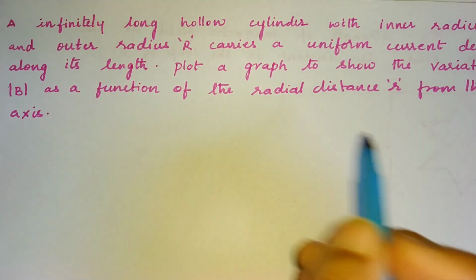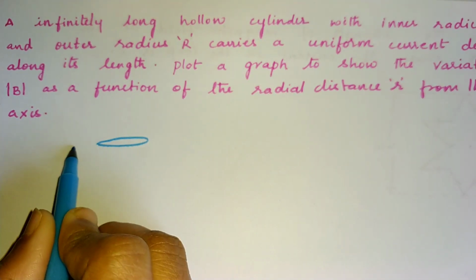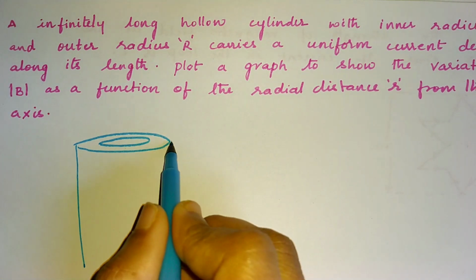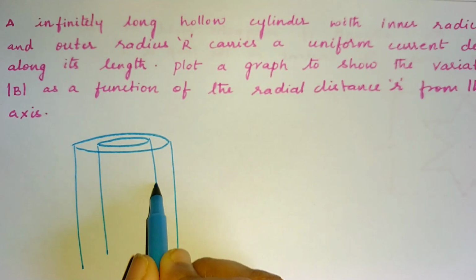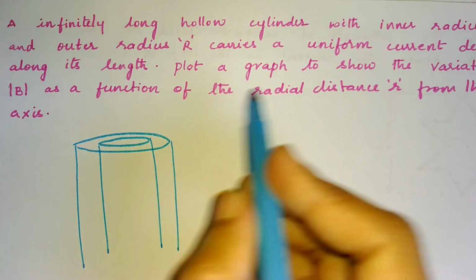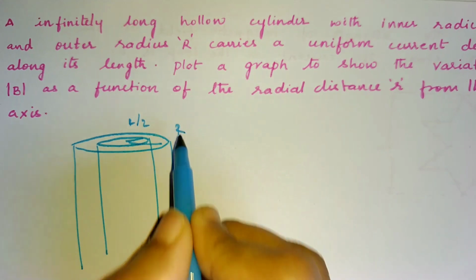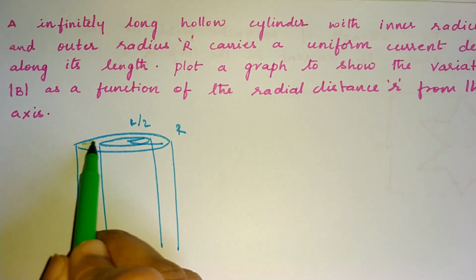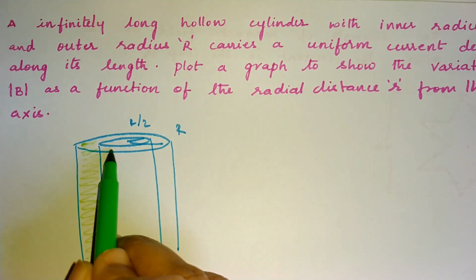Coming to this question, we have a long hollow cylindrical conductor. Okay, first construct one very long hollow cylindrical conductor. Its inner radius is r by 2, its outer radius is r, and it is carrying a constant or uniform current density. That means all this region carries a current.